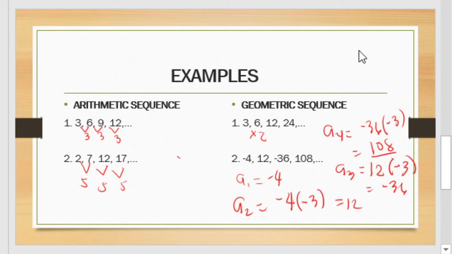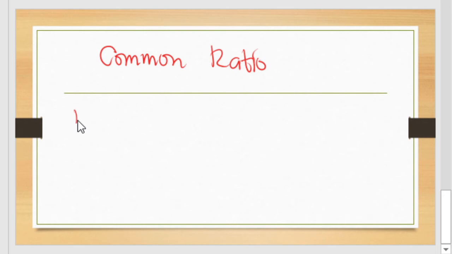Okay? Now, how do we find the common ratio of a geometric sequence? Simple, no? Again, for the arithmetic sequence, what they have is what we call the common difference. For the geometric sequence, they have what we call the common ratio. So for example, I'll just give you two examples, and then after that, we're done.